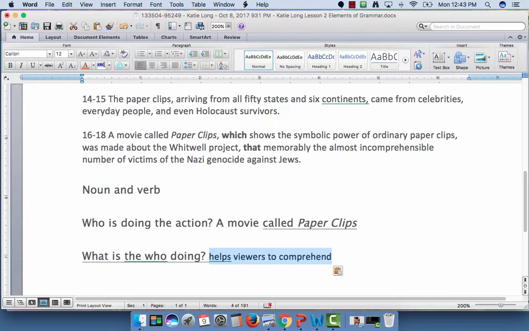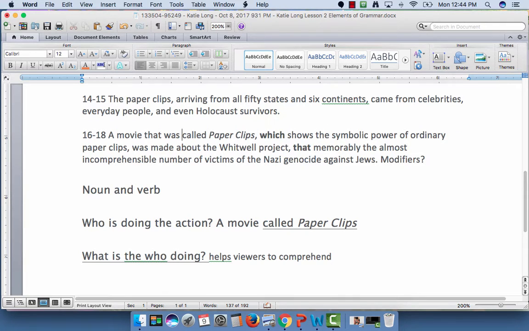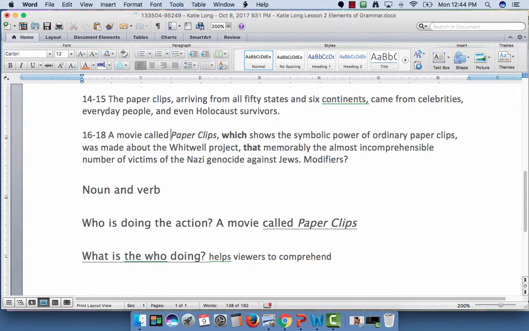The rest of this that's left, all this stuff, these are what I call modifiers. And these modifiers, you want to ask questions that are going to give you information about the noun and the verb. We've modified, well, first of all, we've modified movie, and we could have said that was called paper clips, but we just have too many relative clauses in there. So we leave it called paper clips, which shows the symbolic power of ordinary paper clips.